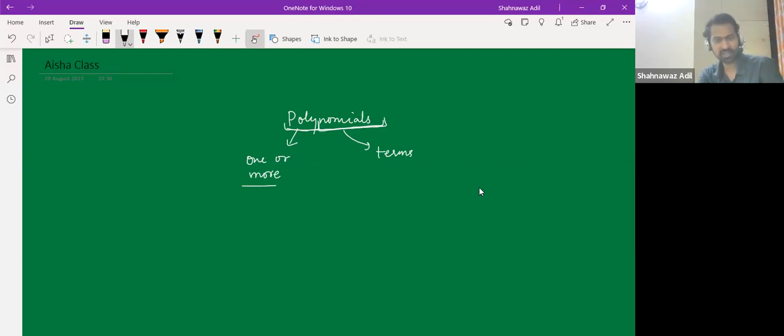So let's say that I have something like ax square or something like 3x square plus 5x plus 4. How many terms are there in this polynomial? Three terms are there, right? So this would be called a trinomial.